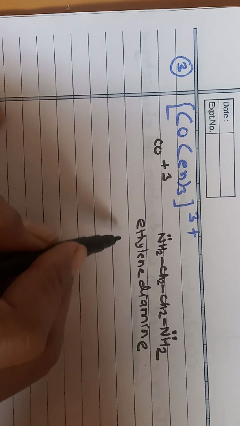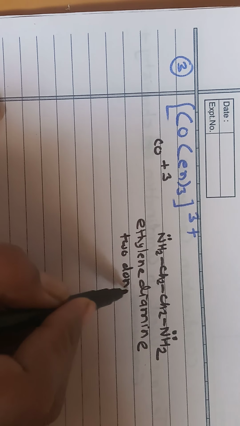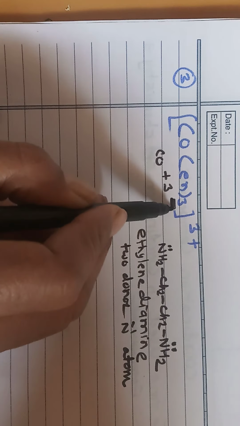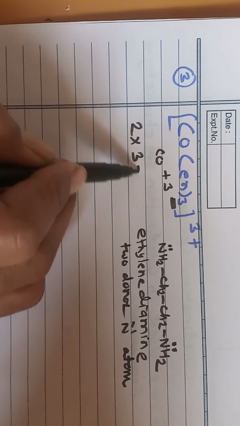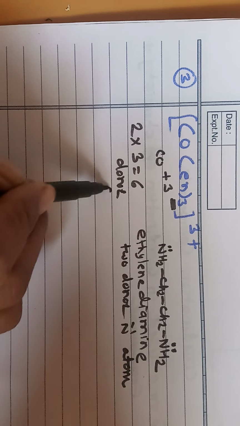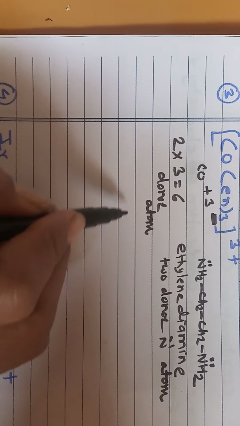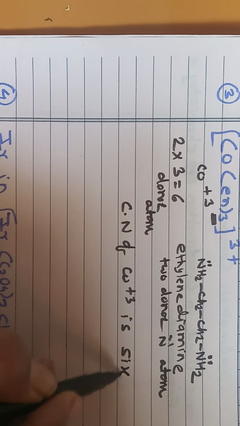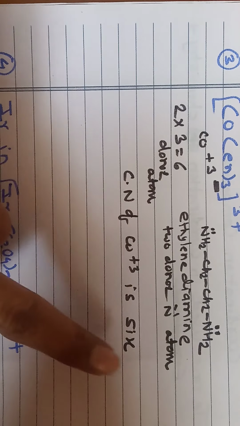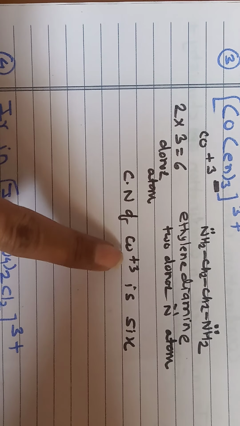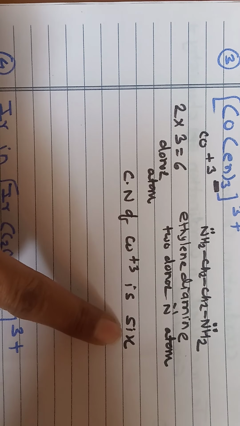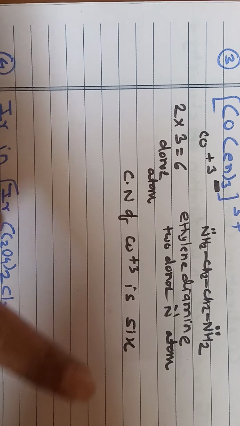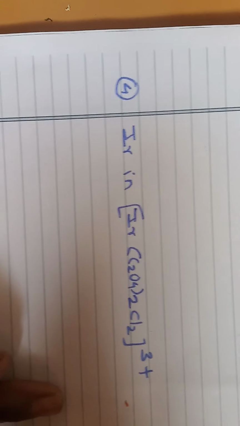So one molecule has 2 donor nitrogen atoms. How many in total? There are 3 again. So 2 into 3 is equal to 6 donor atoms. So again the coordination number of the cobalt ion is 6. Generally the oxidation state and coordination number are double. If the oxidation state is 3, then its coordination number is 6. If the oxidation state is 2, its coordination number is 4. It is generally observed.